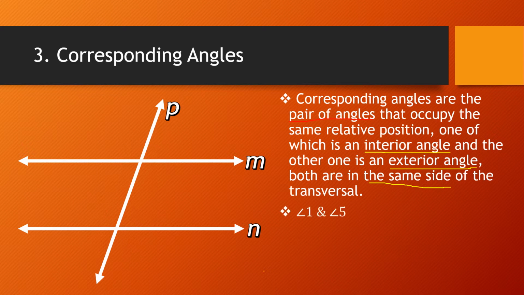Okay, so we have angle 1 and angle 5. So angle 1 is an exterior angle. Angle 5 is an interior angle, and they are on the same side of our transversal. Another pair, angle 2 and angle 6. Another is angle 3 and angle 7. And lastly, we have angle 4 and angle 8.